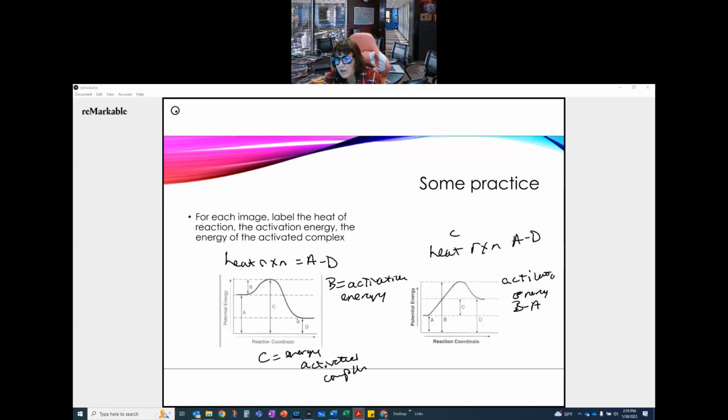Yeah, my activation energy there would be the B minus A, because that's the one that gives me that gap between the B and the top. Okay. And then if we want to talk about the energy of the activated complex, we actually don't have anything listed there. Oh, yes, we do. It's B. So that's that one. Okay. Sorry. Took a minute.